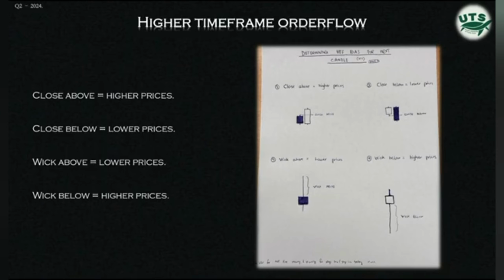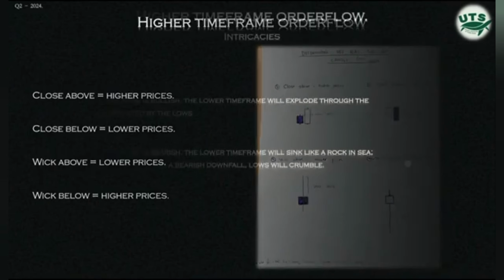Right, so which means the next candle on the higher time frame, the daily, for example. If today's daily candle closes above yesterday's daily candle, what's going to happen? What's likely going to happen is you're going to have a chance to buy below the open of tomorrow. Right? Close above, higher prices. Close below, lower prices. Wick above, lower prices. Wick below, higher prices.